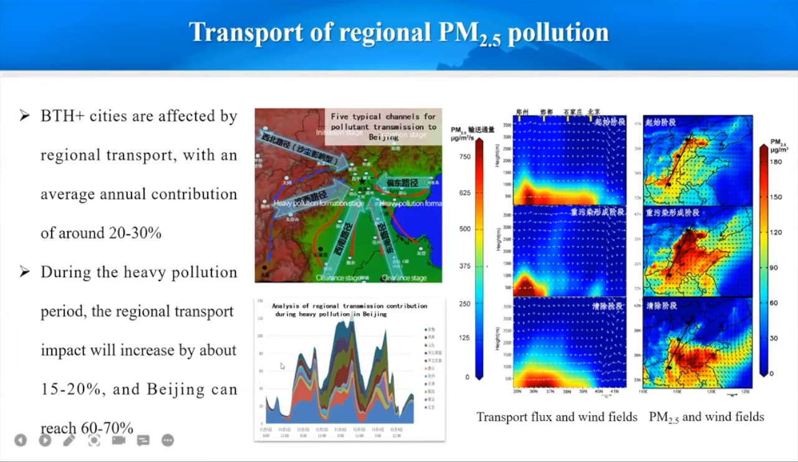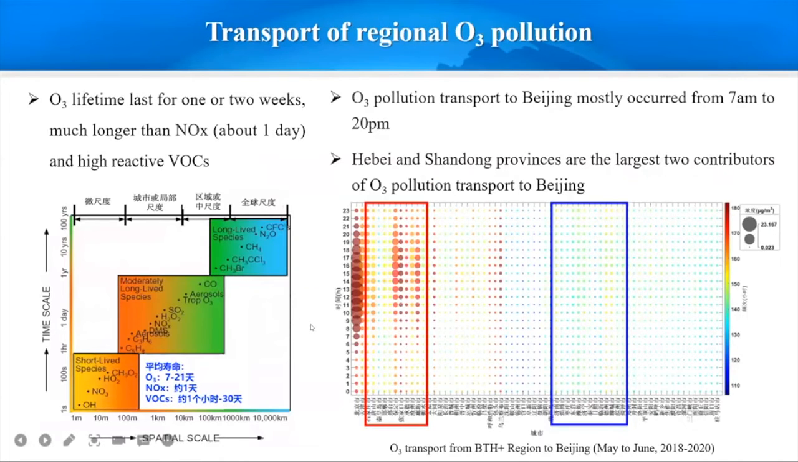And for Beijing city, which is located here, actually the peak contribution could reach 60 to 70% from the southwest, southeast and east side. So actually, that's why we have to do the regional joint prevention and control for the whole region. And for the ozone pollution, actually, also the transport cannot be ignored.